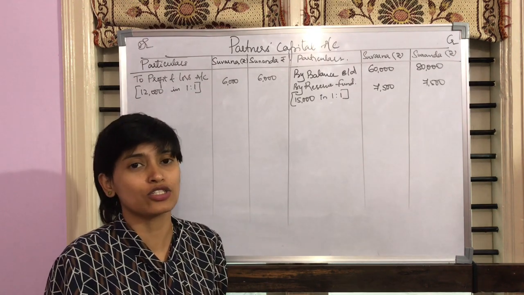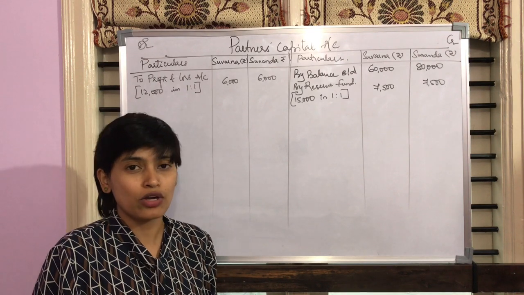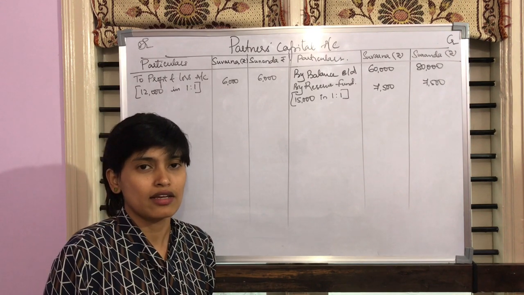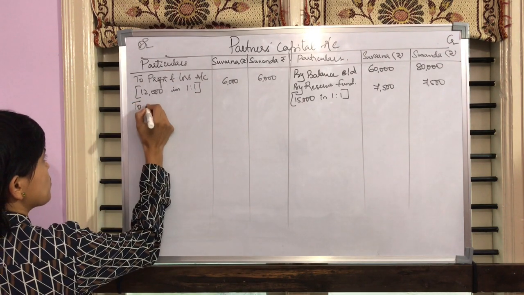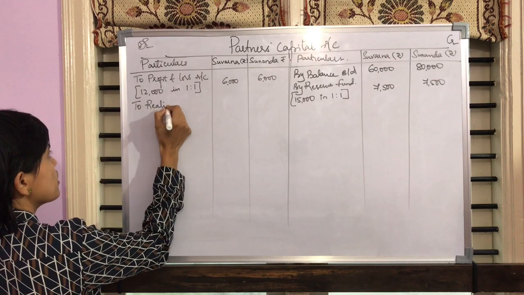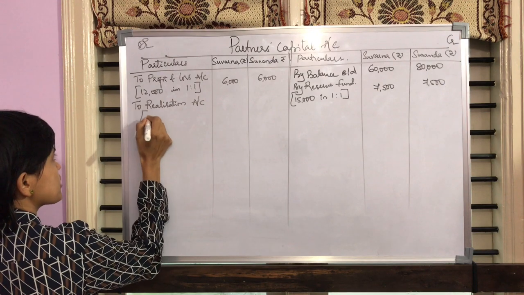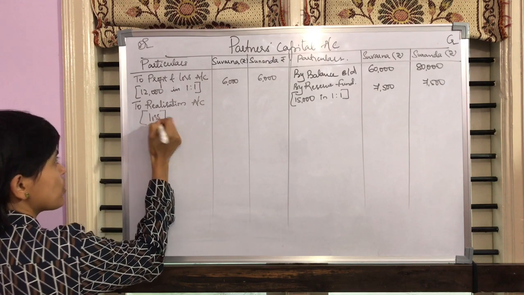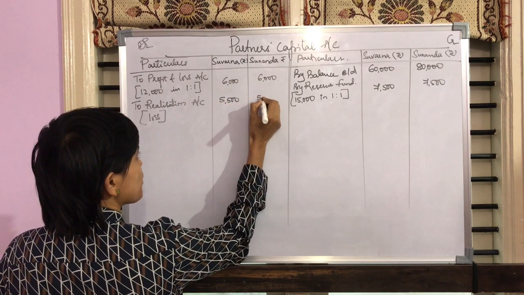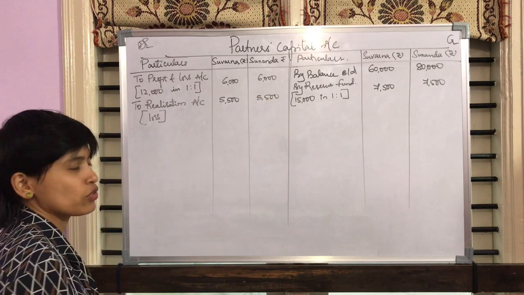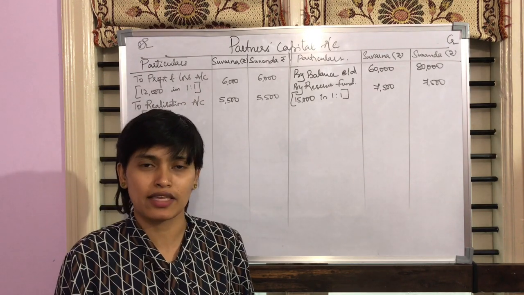Now from realization account, we have realization loss, which is recorded on the credit side, now posted on the debit side of partners capital account as to realization account in bracket loss. We have already calculated. Let's write the amount as 5,500 for both the partners. So that's it with the postings in partners capital account.